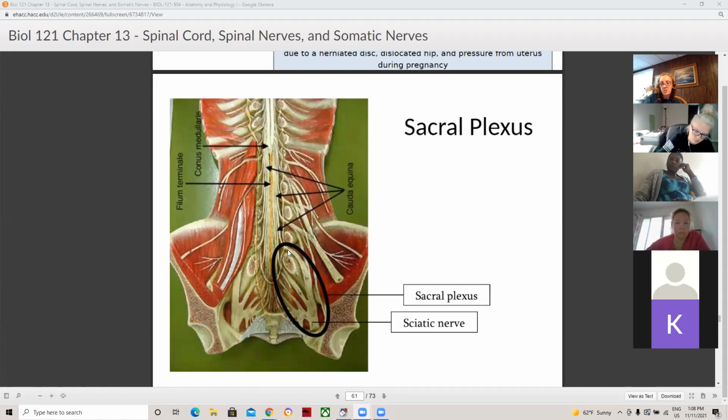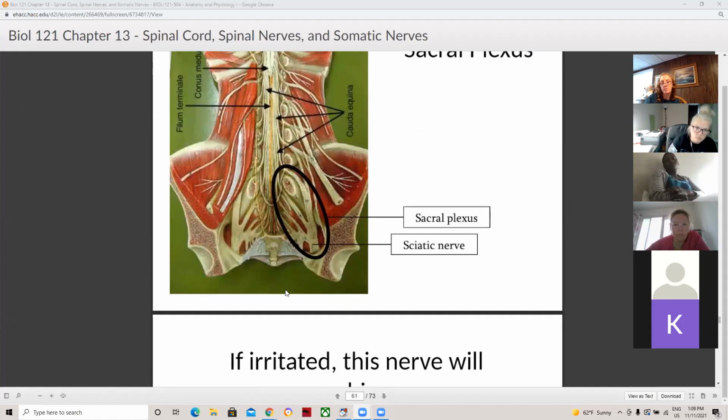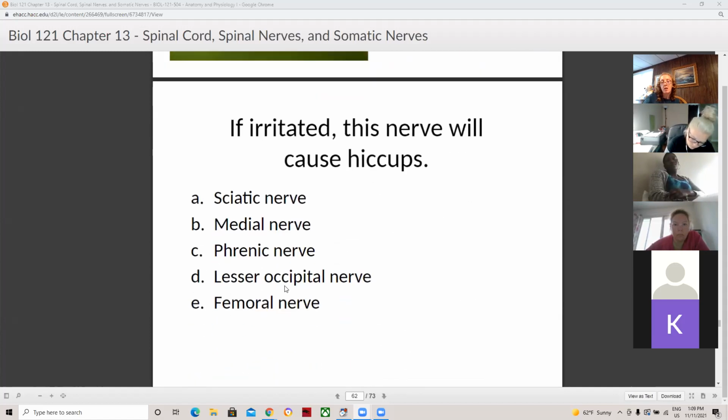So sacral plexus, L4, L5, and S1 through S4. Then there's one coccygeal nerve that comes off the coccygeal plexus. If irritated, this nerve will cause hiccups.